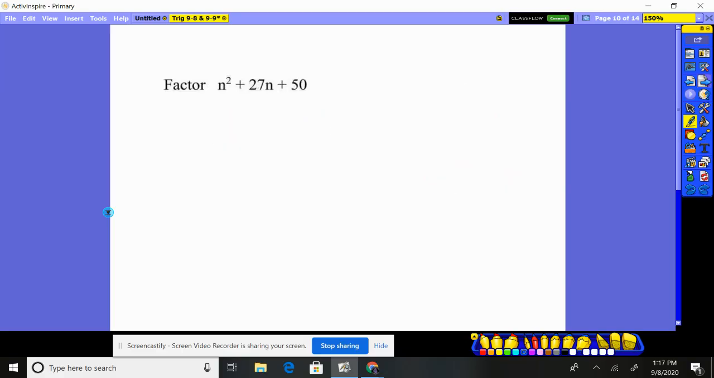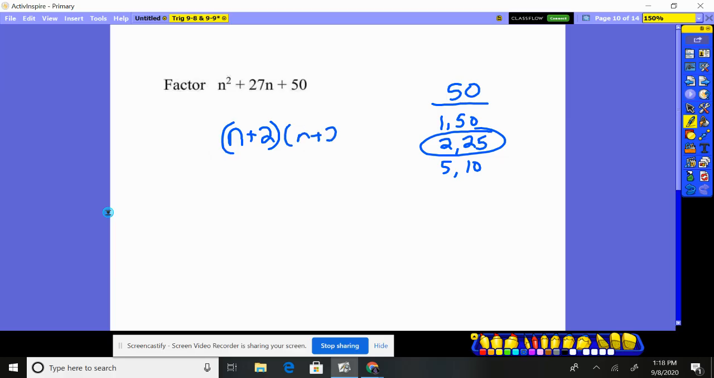Right, what about n squared plus 27n plus 50? All right, same pattern. List out 50. 1 times 50. 2 times 25. 3 times nothing. 4 times nothing. 5 times 10. 6 times nothing. 7, nope. 8, nope. 9, nope. Done. Which of these combines to give you 27? The 2 and the 25. So it's an n plus 2 times n plus 25.